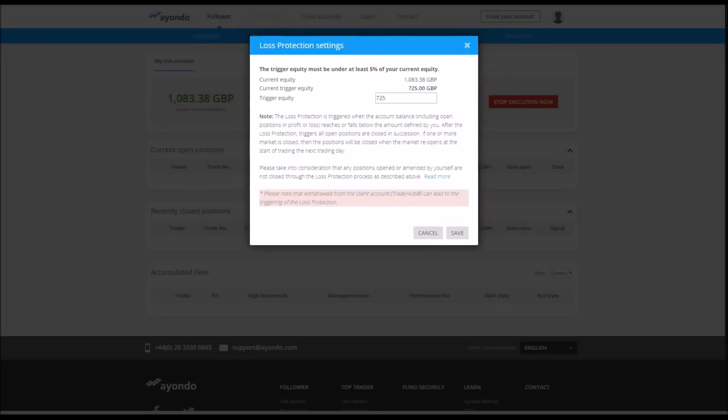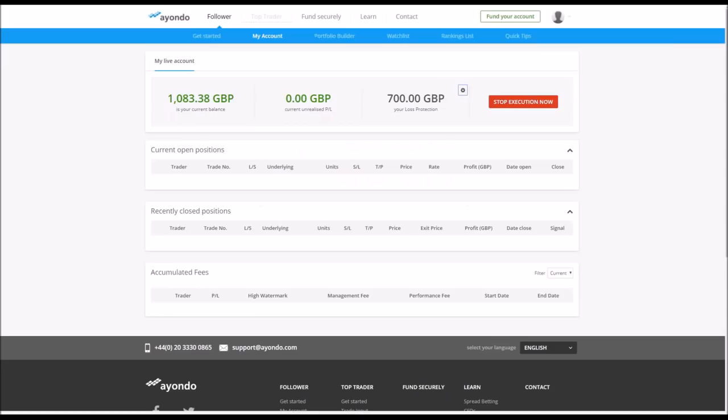So I've got £1,083 in the account. What I can say is, if my account value drops to, for example, £700, please close all open positions and stop following any new trades. So it's like having a financial stop loss on my account. You don't need to risk everything in your account. It's a way of doing that. Click on save. That's it. It's done. So there's my £700 loss protection.